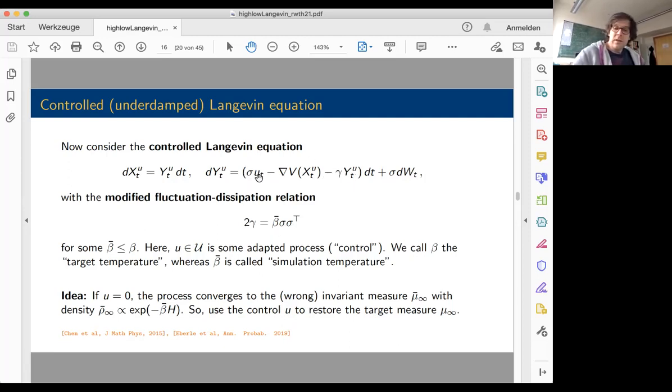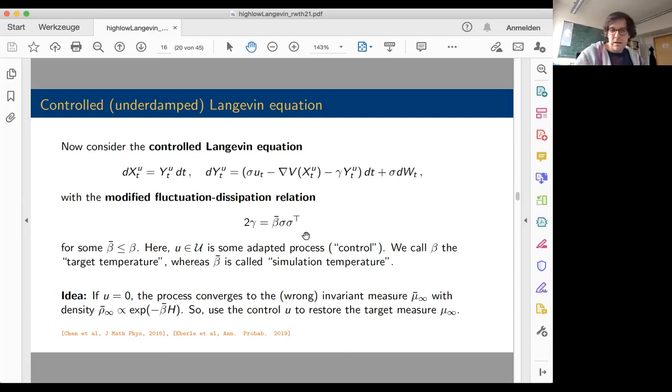And in order to compensate for this change in the diffusion coefficient, we add a control force that I call sigma times u. So it's scaled in the same way as the noise for technical reasons, but u is a control force that has to be chosen in such a way that even though I simulate my Langevin dynamics at a higher temperature or a higher noise level, I sample from the correct target invariant measure. And I will explain to you in a minute how one can determine which u does the right job.